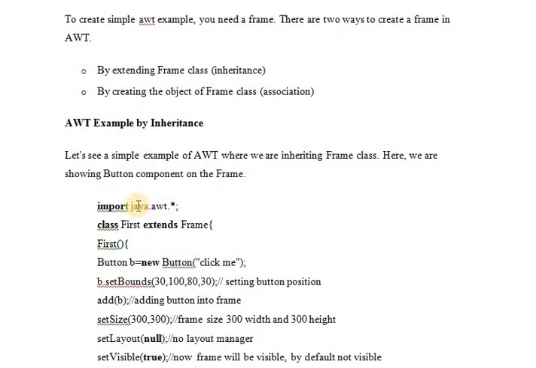So this is import java.awt.*, which means it contains the AWT package. class First extends Frame. The class name and the method name are the same, so that is a constructor. Button b = new Button("Click Me"); b is the object here. b.setBounds(30, 100, 80, 30) gives the button position. Now we call add(b), adding the button into the frame. setSize(300, 300), setLayout(null), setVisible(true). I have said it may be true or false.